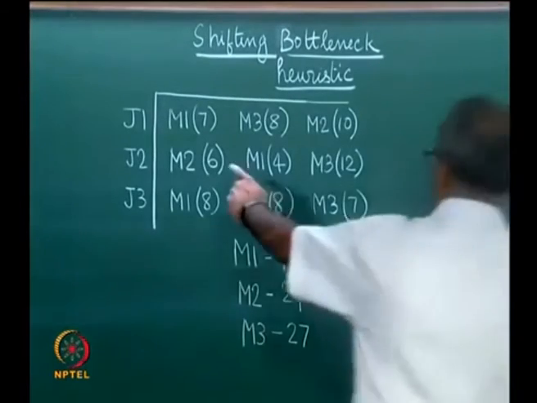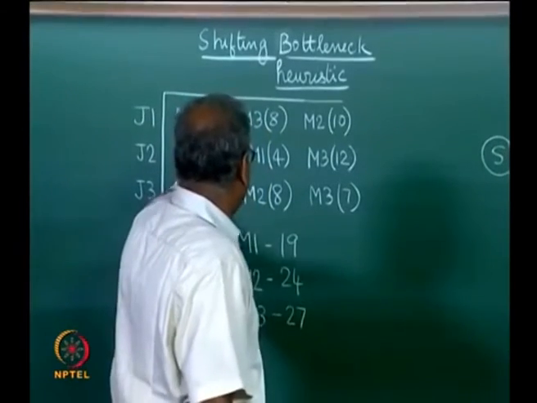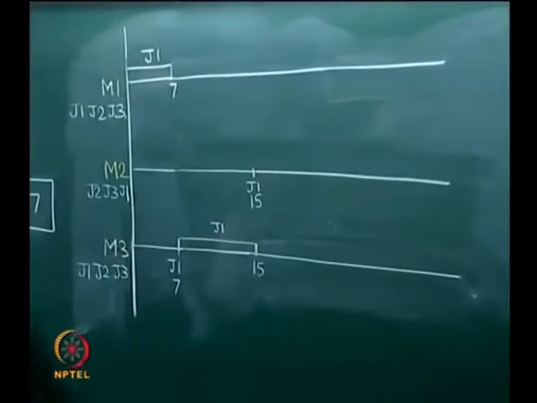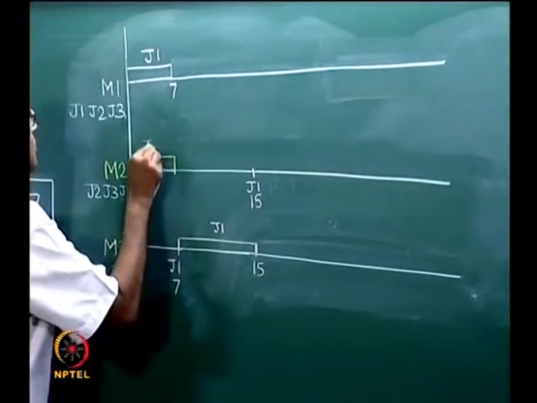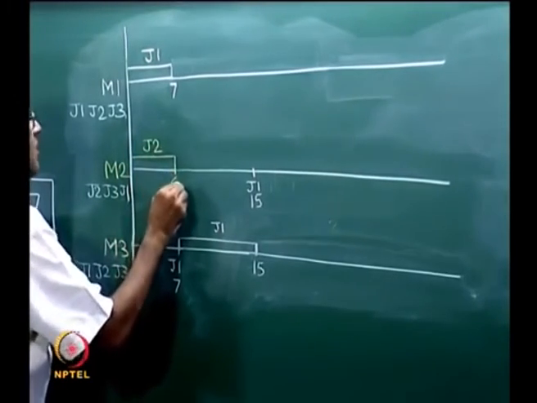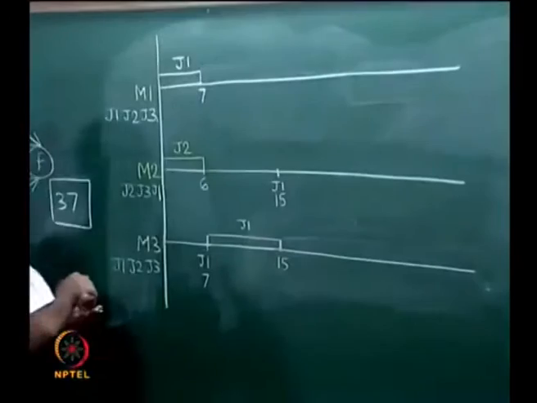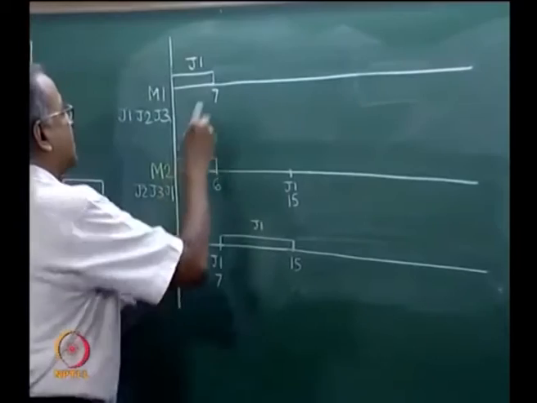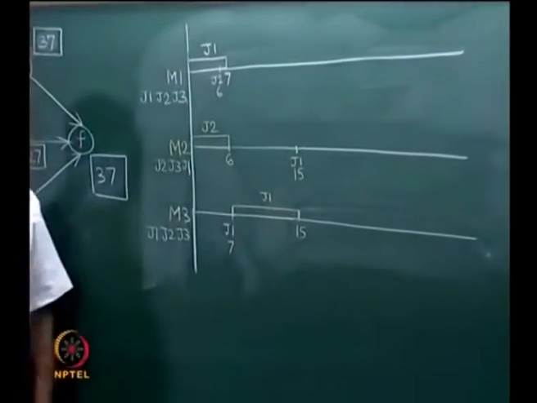J2's first operation is on M2. So, J2 will start at time equal to 0 and finish at 6, and at 6 J2 will come to M1. So, at 6 J2 comes to M1.